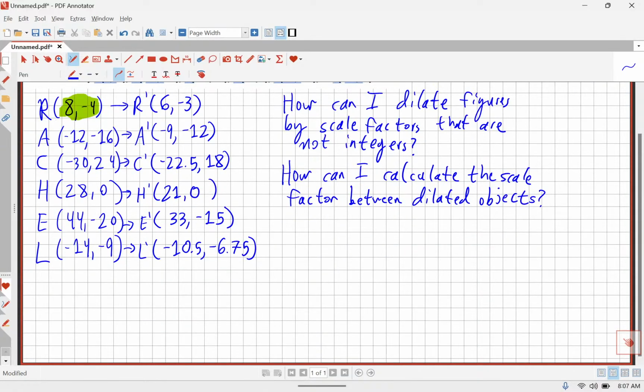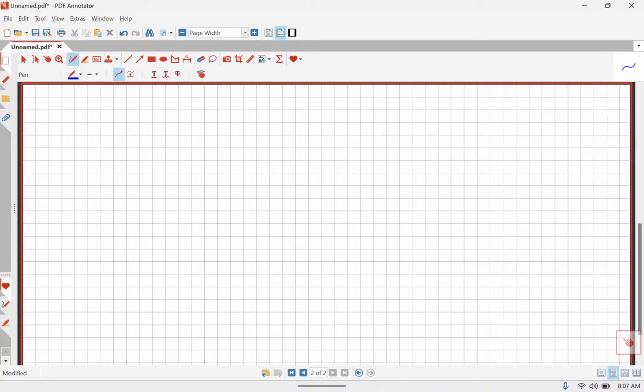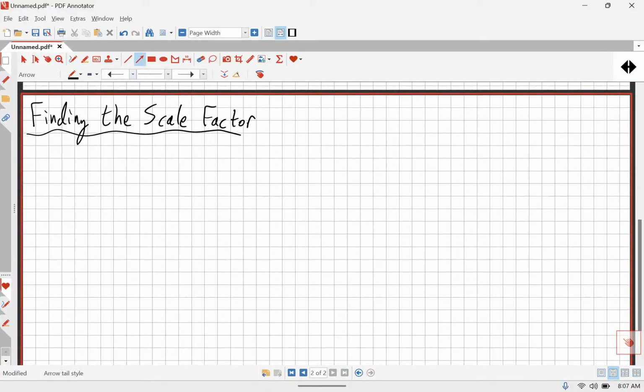Alrighty, let's do it, guys. Underneath all this, got a pencil? Will you go ahead and write down the title for today? Today is finding the scale factor. And we're going to need a coordinate plane going 7 in every direction: 7 left, 7 up, 7 right, 7 down. Go ahead and draw that for me.